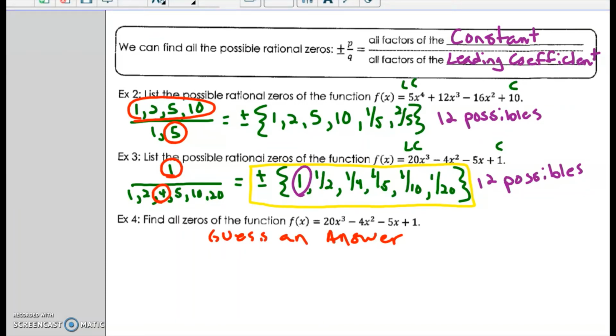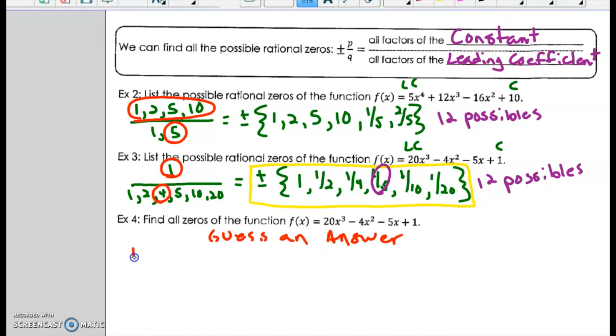So you're welcome to try any of them that you want. But I already know a little bit more about this problem. Let me get rid of that. And we're going to go to 1/5. So we're going to use 1/5 in synthetic division. So I'm just guessing that this is going to work.